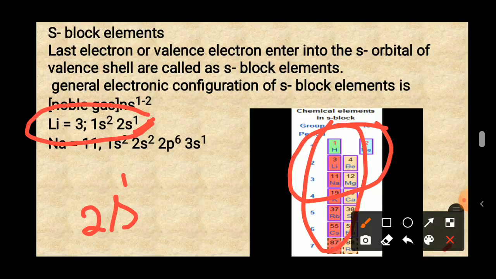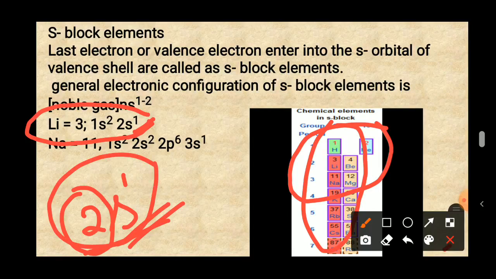What is the meaning of valence electron? A valence electron is nothing but the last electron present in the outermost shell. Which is the outermost shell? Shell number 2 is the outermost shell. So the last electron enters the outermost shell, and that is called the valence electron. So the valence electron enters the s orbital. Elements whose last electron or valence electron enters the s orbital of the valence shell are called s-block elements.